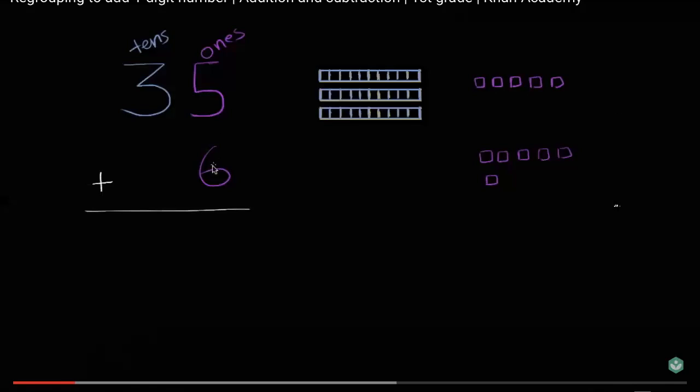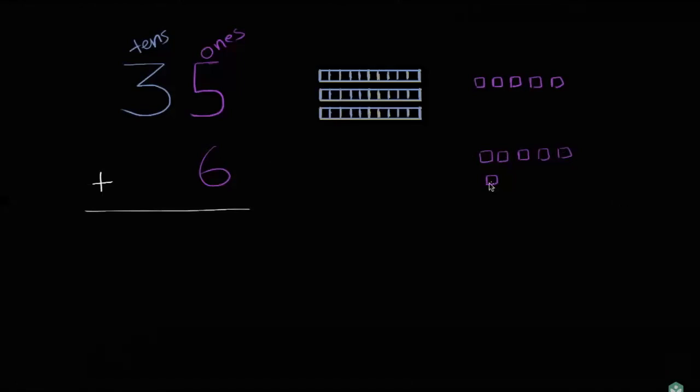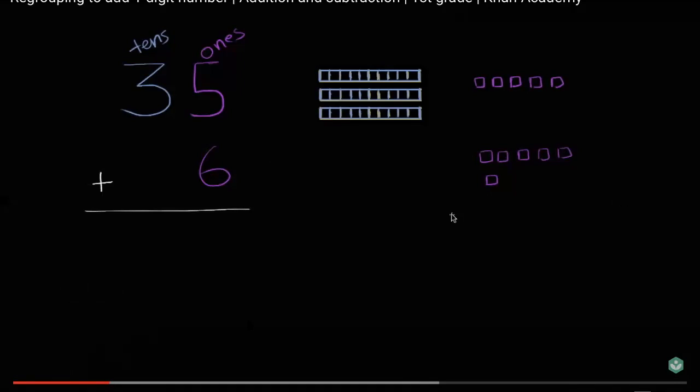Tens and five ones and add six ones. The six is in the ones place. One, two, three, four, five, six ones. And I encourage you to pause the video and try to do that. Add 35 to six. So let's think about it now.